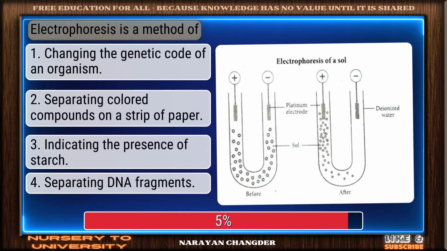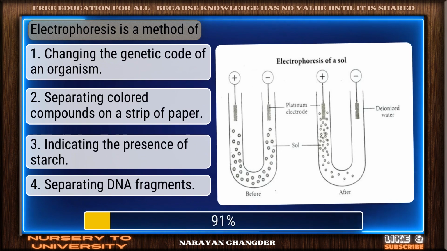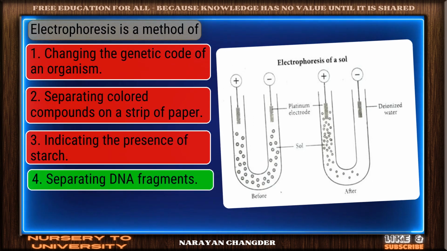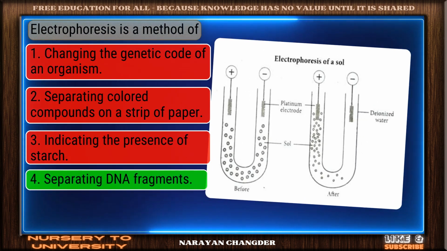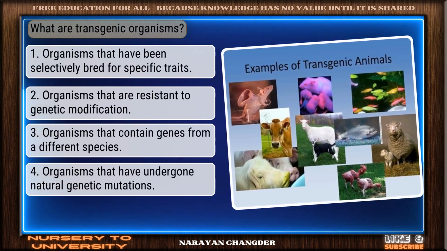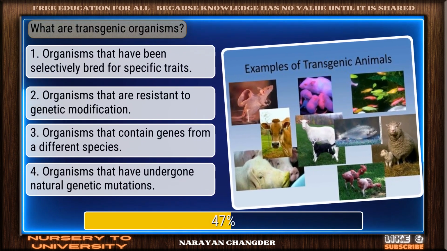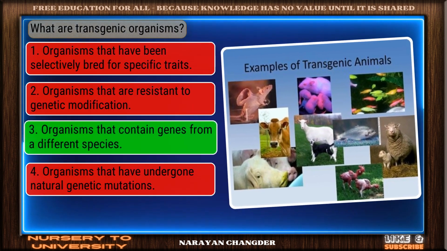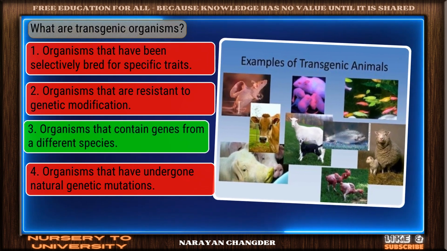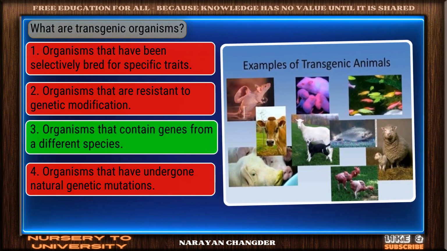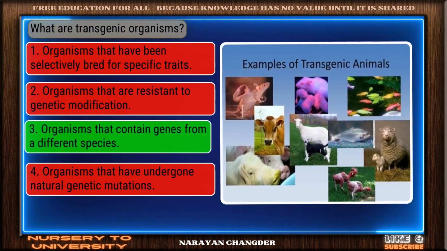Electrophoresis is a method of. Bravo. Separating DNA fragments is the answer. What are transgenic organisms? Right choice. Organisms that contain genes from a different species is the best answer.